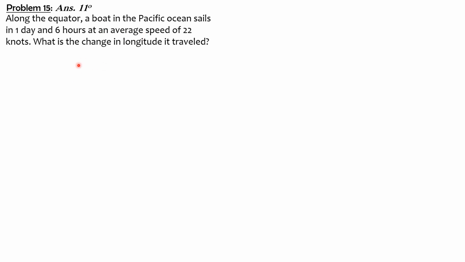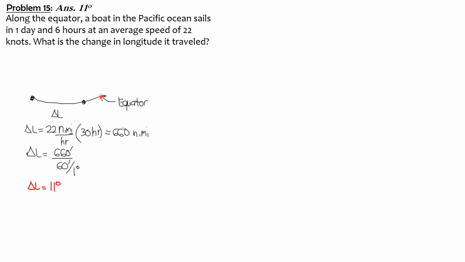Then from there, we convert the change in longitude to degrees, and we can compute the change in longitude that the boat traveled. So let us say this is the path on the equator. This is the initial point, and the final point. So delta L is speed, which is 22 knots or 22 nautical miles per hour, times travel time, 1 day and 6 hours. 1 day is 24 hours, plus 6, so 30 hours.